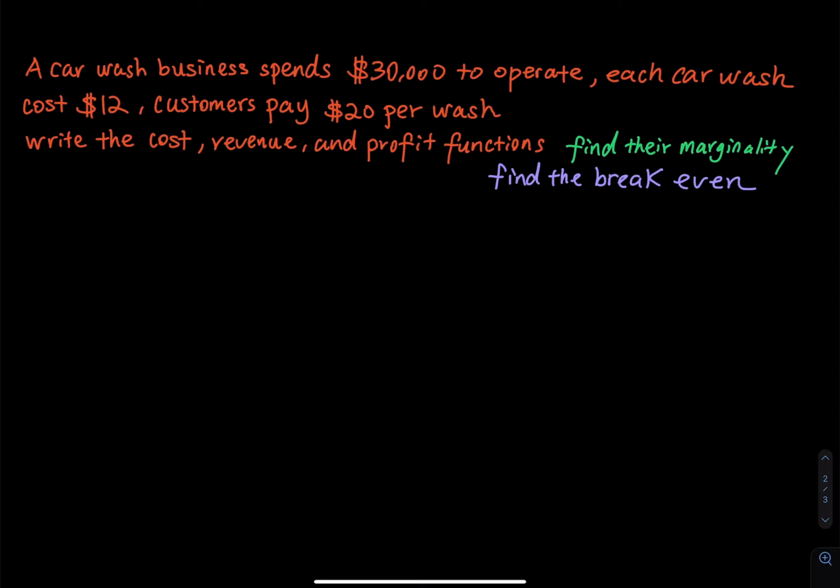A car wash business spends $30,000 to operate. Each car wash costs $12. The customer paid $20 per wash. I want you to write the cost, revenue, and profit function. So let's define the variable. I am going to let x equal the number of car washes paid by customers.